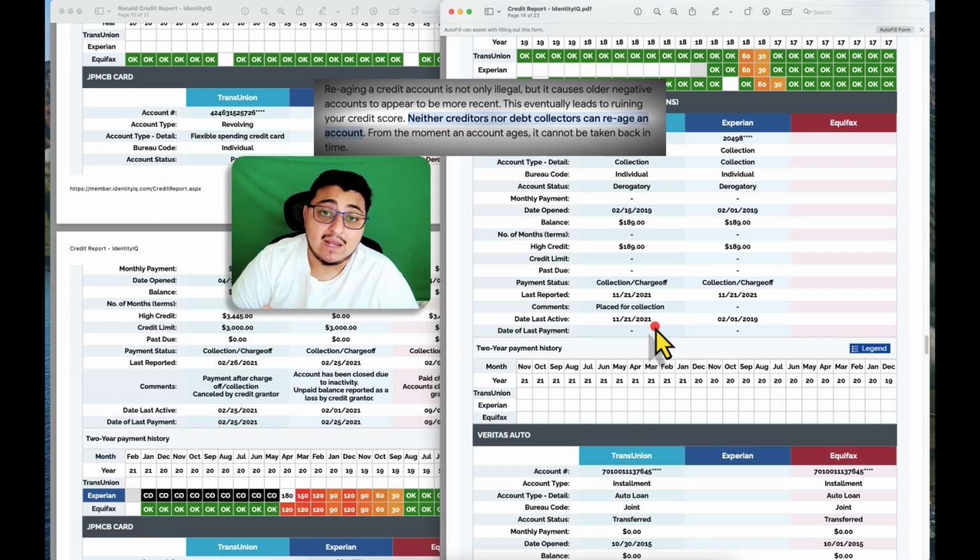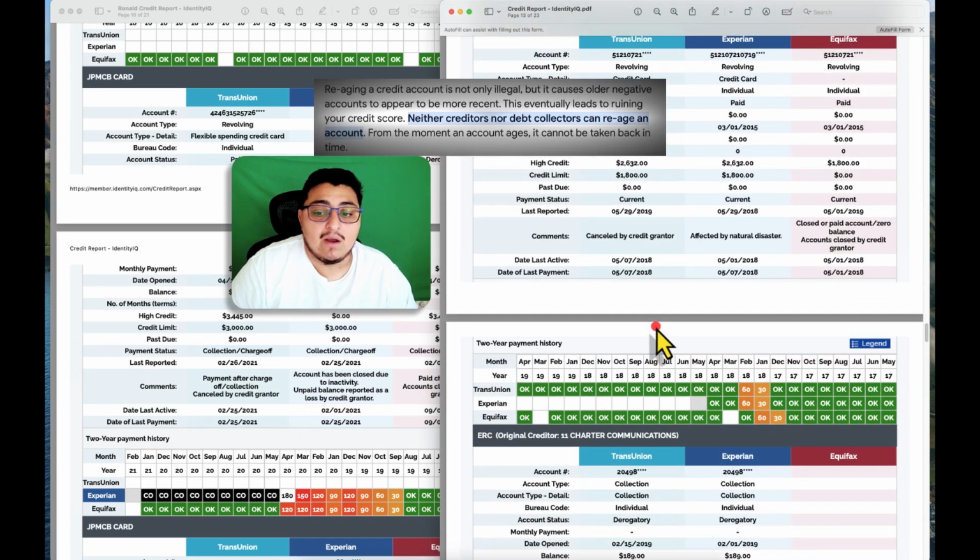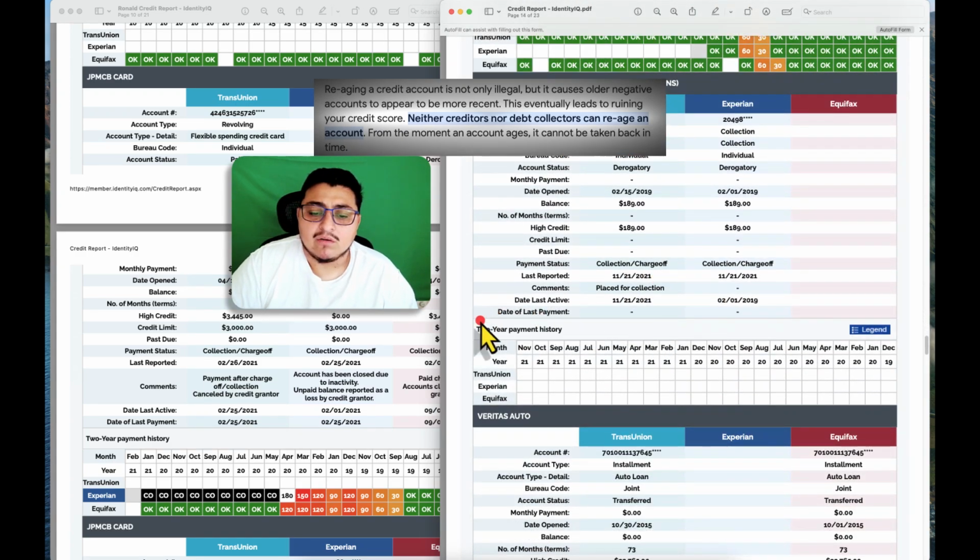And that's just how you analyze a full credit report. You can do this on a good account as well. But again, there's no reason why you're going to want to dispute a good account. What else can I say about a collection account?